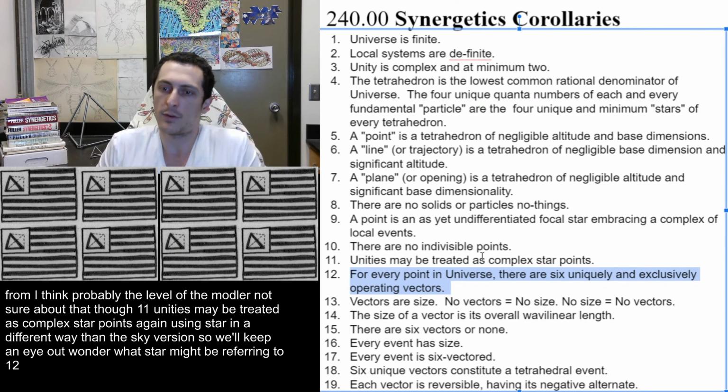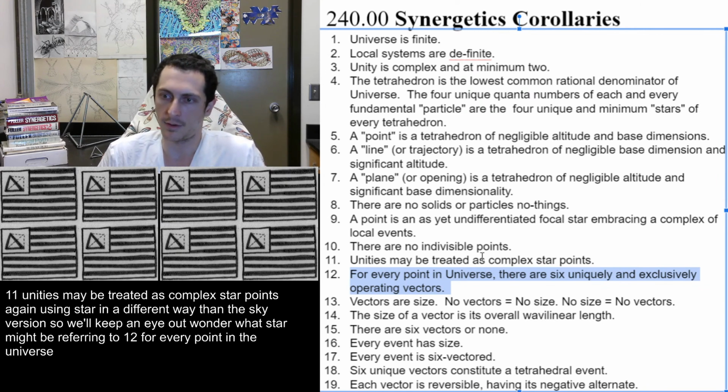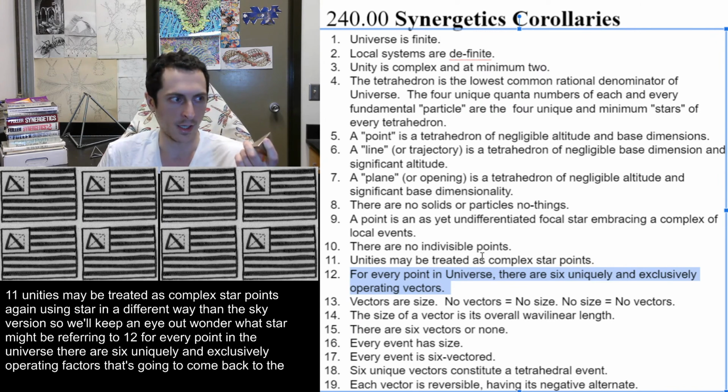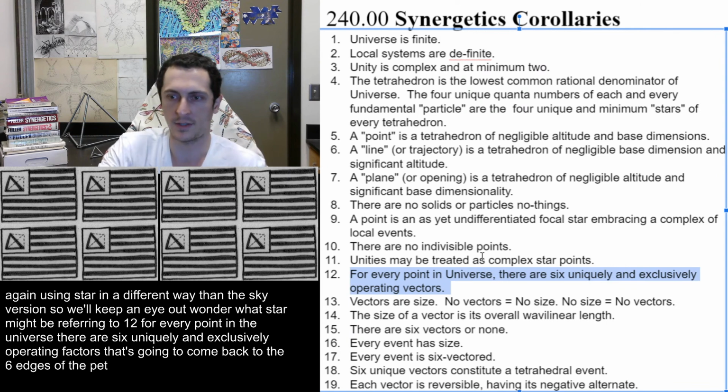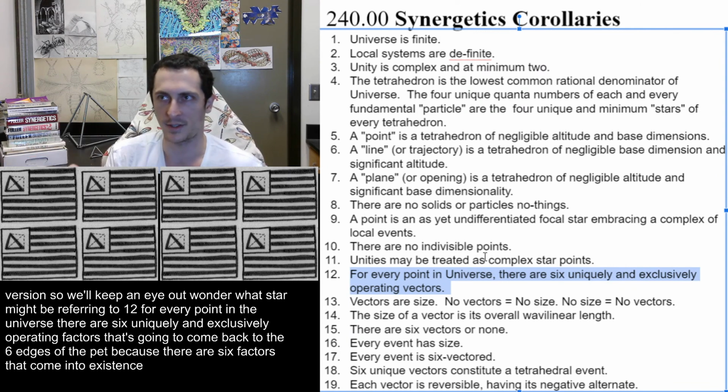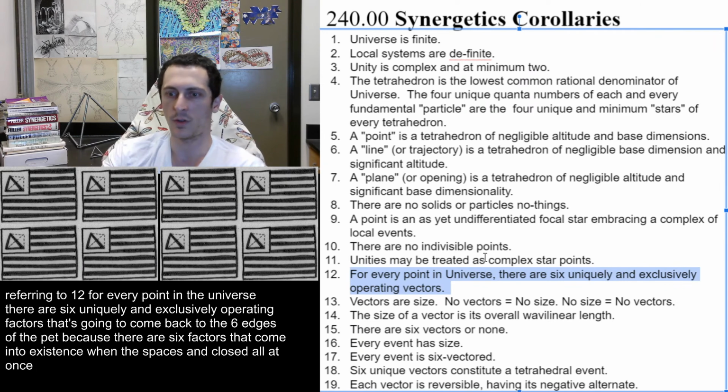12. For every point in universe, there are 6 uniquely and exclusively operating vectors. That's going to come back to the 6 edges of the tet, because there are 6 vectors that come into existence when the space is enclosed all at once. You have 5 vectors that can't be linked up in a space-filling way.